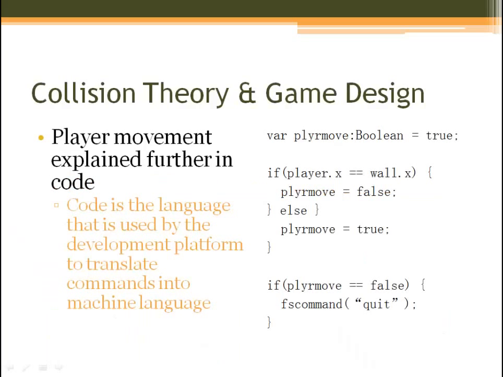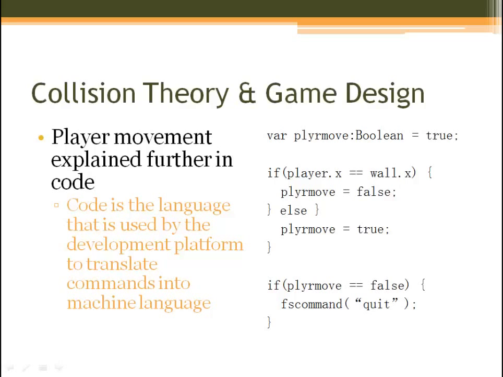So now we're looking at actual code. Player movement is further explained in code, and code is the language that is used by the development platform to translate commands into machine language. There are many different coding languages. What you see here is simply ActionScript 3.0.